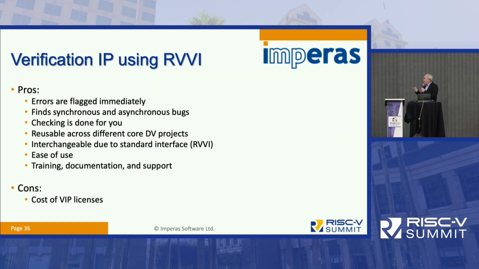Now, what are the benefits here? Well, as I mentioned before, you get your errors flagged immediately. It can find asynchronous and synchronous bugs. And I'm going to show a demonstration of an asynchronous bug, which is very difficult to detect normally. All the checking is done for you if you wish. And by having used the RVVI standard, it means that you can reuse it in other cores. In fact, for the OpenHW cores, we've reused the RVVI interface on 3 of their CV32E40 cores, so the E40P, X, and the S. So once it was implemented for one, it was basically reused in the other 2.